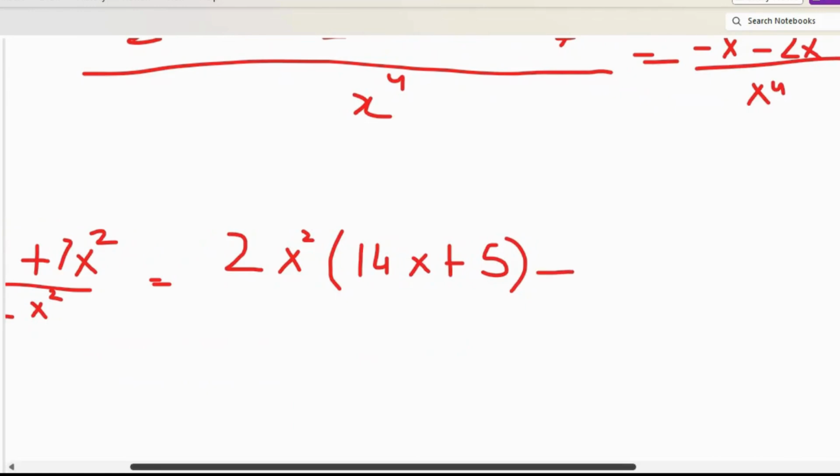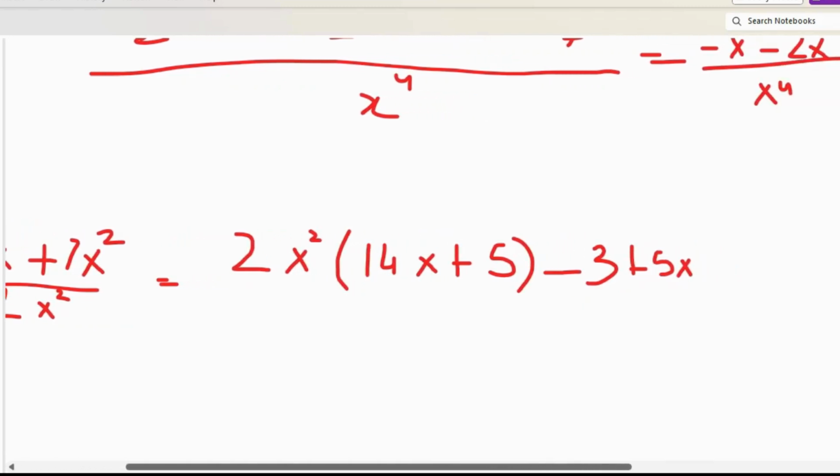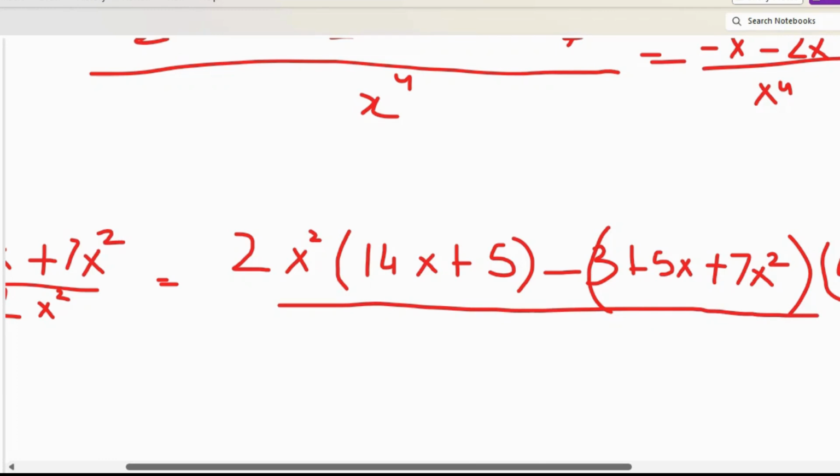So you would write down f of x as it is, which is 3 plus 5x plus 7x squared. Along with, you would take the derivative of the denominator, which is 2x squared. So the derivative of the denominator would be just 4x now. And in the bottom, you got to take the square of the denominator. So that would become 4x squared.